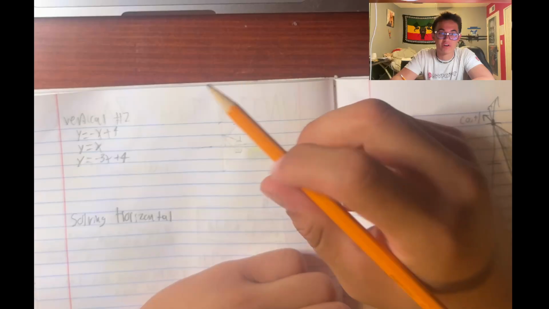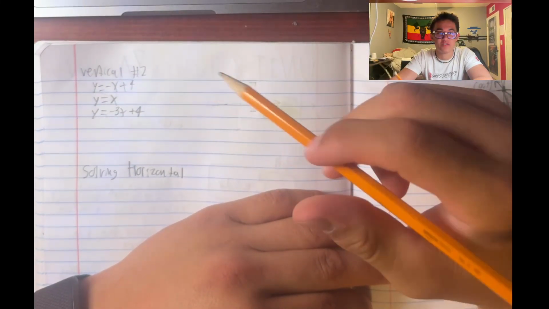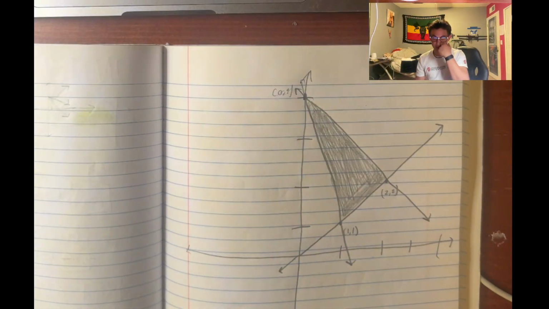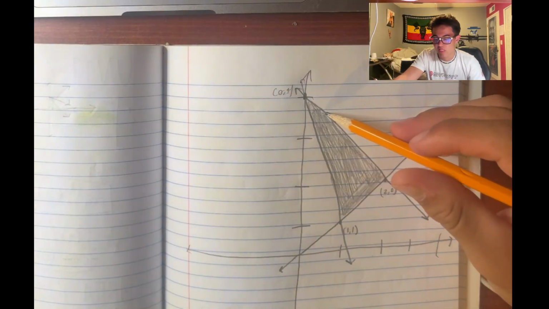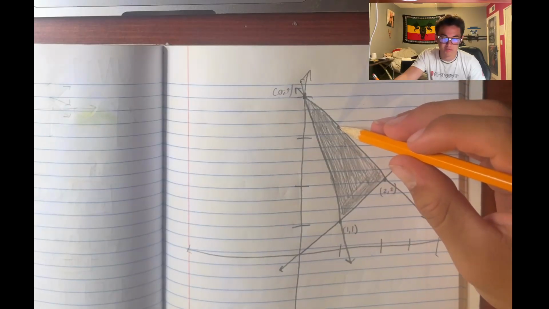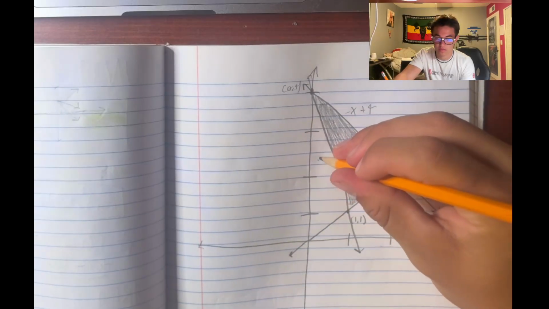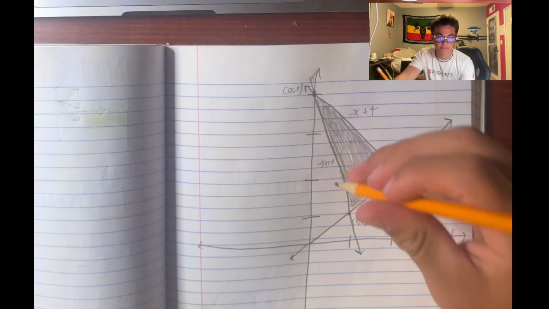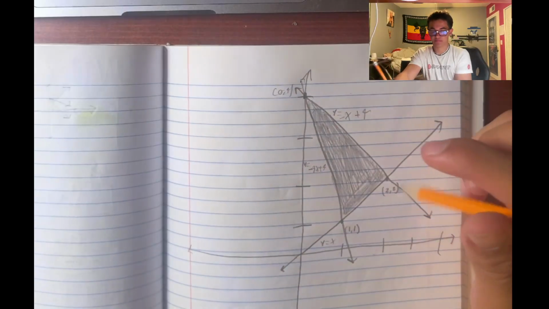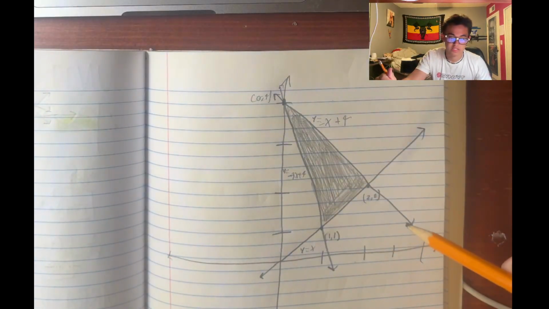So we got vertical number 2. We got y equals negative x plus 4, y equals x, and y equals negative 3x plus 4. And I graphed it out nice and big over here so we can get a little diagram. So it looks like what we have here is a triangle, of course. And this top line, I should probably label these. So this is negative x plus 4, negative 3x plus 4, and this is y equals x. So those are our functions that give us these lines.